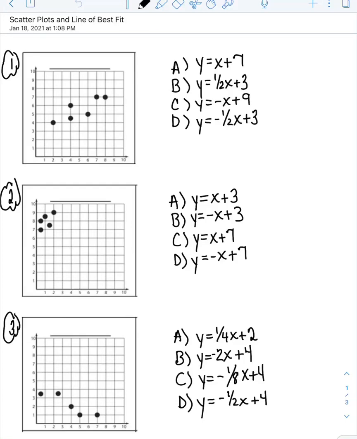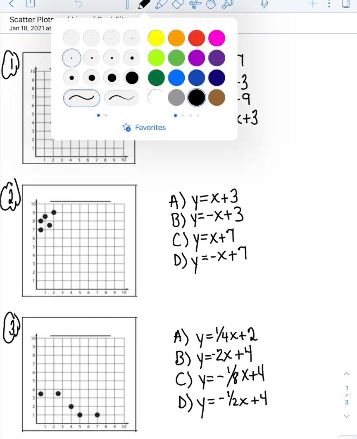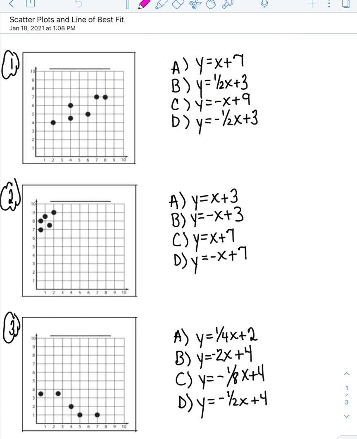Hey guys, so today we're going to continue our work with scatter plots and line of best fit. And just as a brief reminder, when we talk about line of best fit, we're using y equals mx plus b, where m is your slope and b is your y-intercept to help us find these equations. So let's review what we did last week.